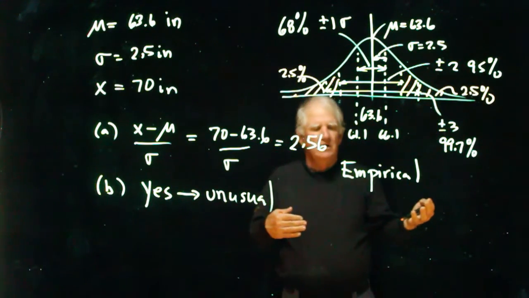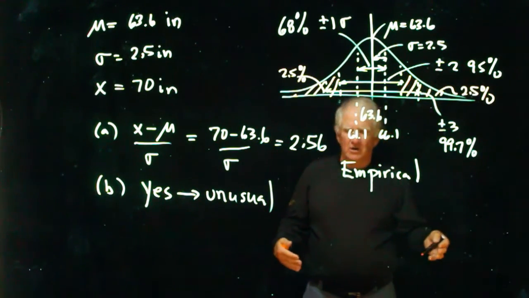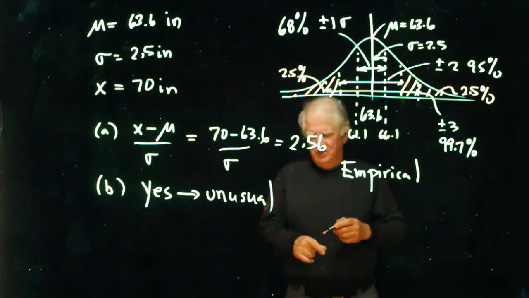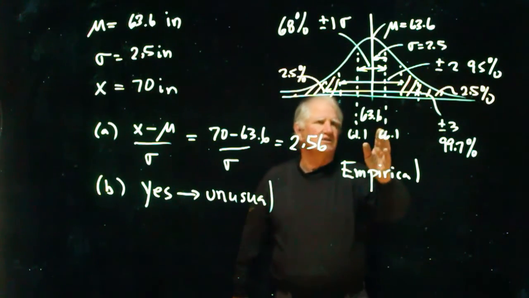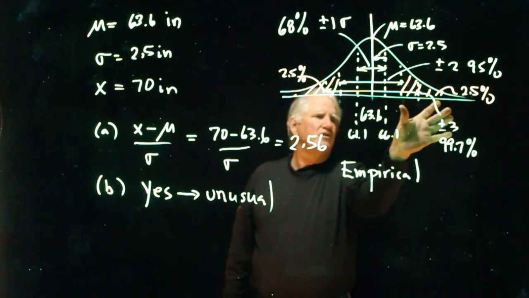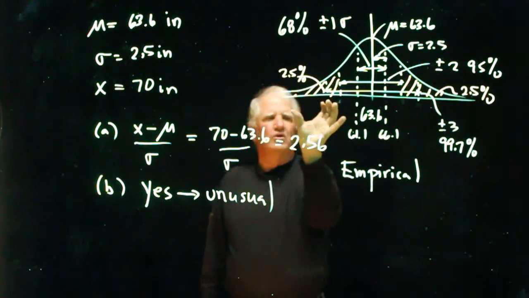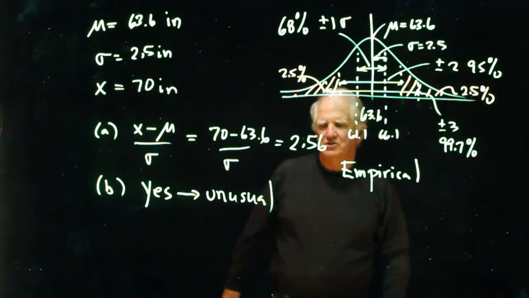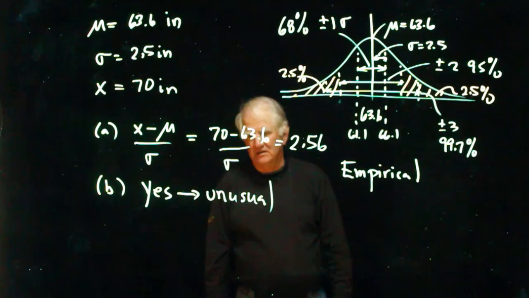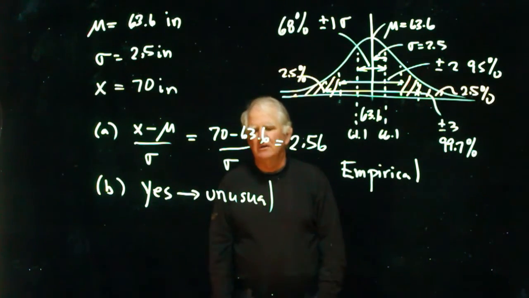Its value is either greater than or less than 95% of all the data values in that data set. Yeah, you would call that unusual.